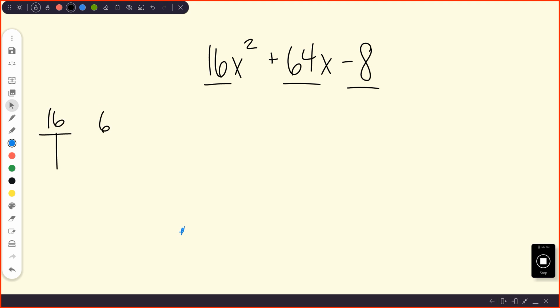I need my little T-charts. While you wait in suspense, think of what factor all of those could divide out by.